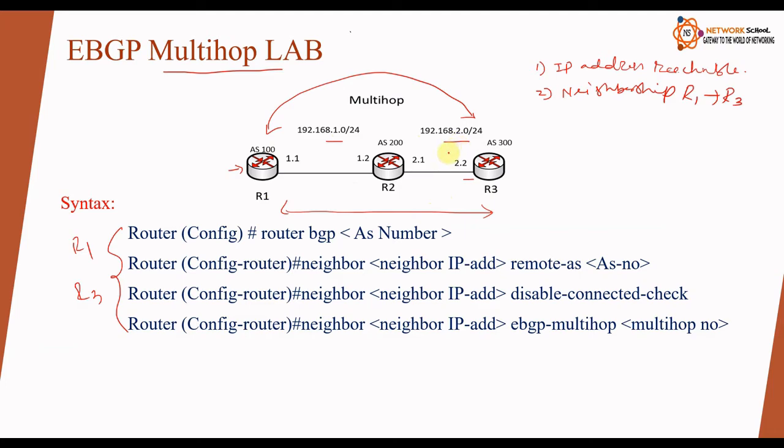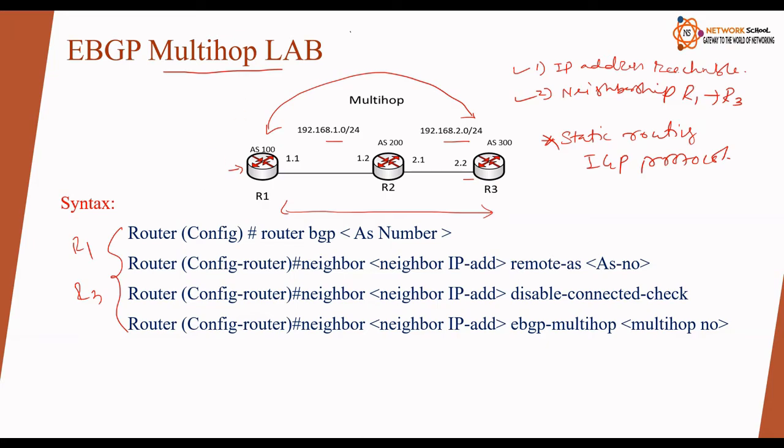So let me go ahead and do the configuration. First, we will check if the IP addresses are reachable. If they are not reachable, we will make them reachable with the help of static routing, or we can also use an IGP protocol. But to keep it simple, I will first use static routing. Then we will create the neighborship and see whether we are able to create it or not. Also, if we are not able to create the neighborship, then we will see how we can use the multi-hop command.